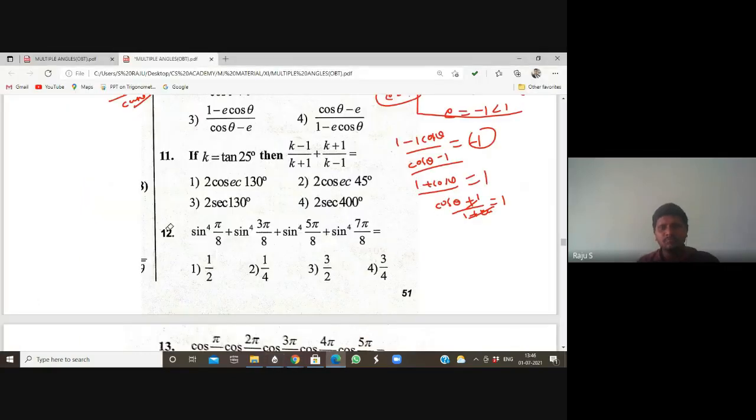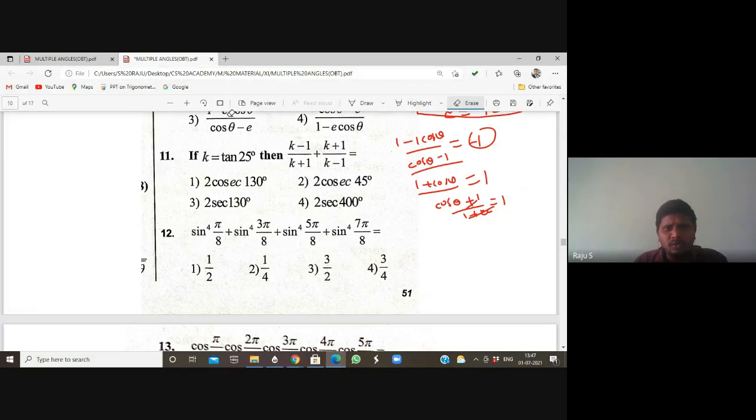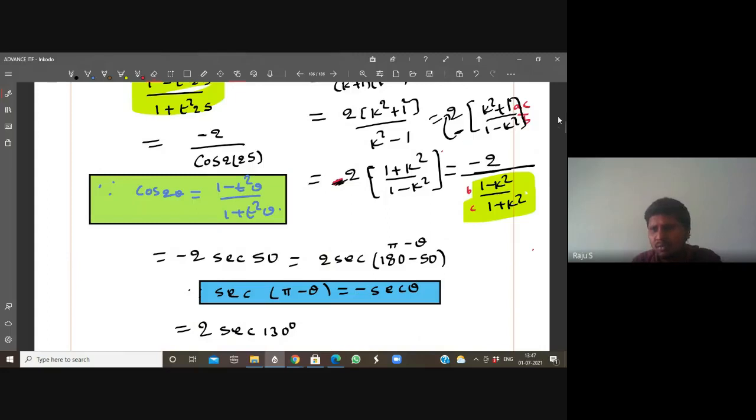Next one also, sine power 4 pi by 8, sine power 4. Okay, it is also easy, but we have to do some simplification. Right, students. Now, see, easy only. Sine power 4 is there, and I am also going to do one thing. What about here 7 pi by 8? Shall I write pi minus pi by 8? First, tell me the question. What is the question?